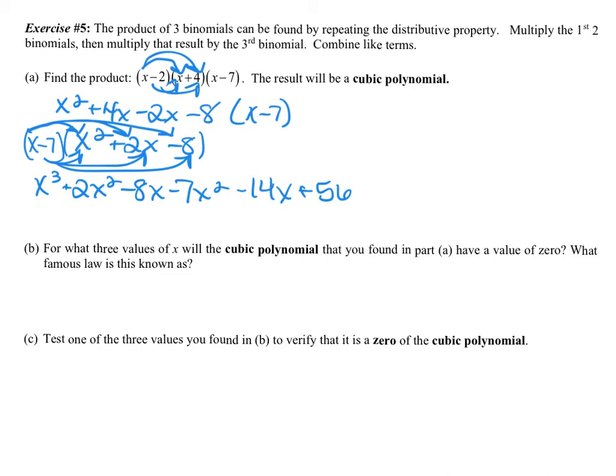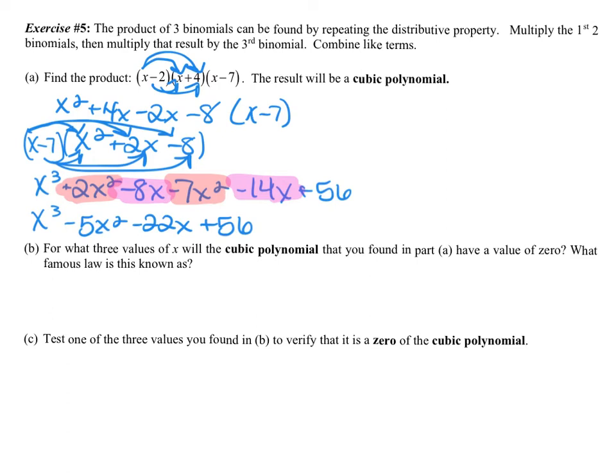I'm going to combine like terms, so my x cubed is by itself. I'm going to do my x squared, so I have that, and that's going to give me 2 minus 7, or 2 plus a negative 7 is negative 5. And now I'm going to do just my x's, so I have this and this. So negative 8 minus 14 is negative 22x, and then bring down my 56 because that's a constant all by itself.